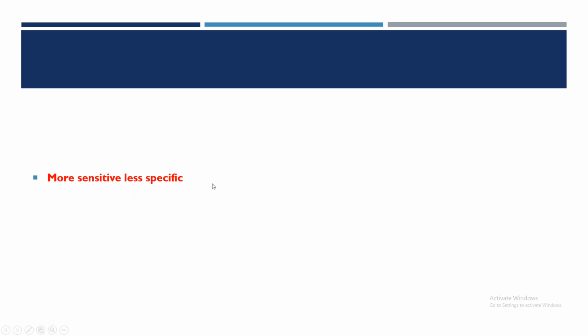What do you mean by that? More sensitive means whenever the trace is normal, whenever the CTG is normal, there are more chances that the fetus will be healthy. But when the CTG is abnormal or pathological, it is not always that the fetus will be hypoxic. So that means the CTG is more sensitive and less specific. Sensitivity is more and specificity is less for the CTG. Okay, clear?